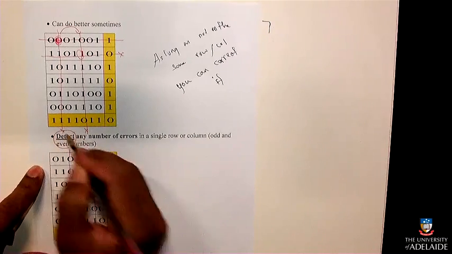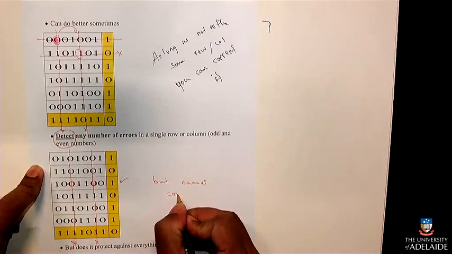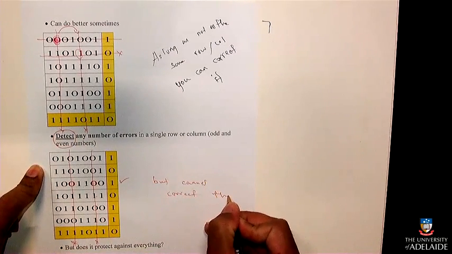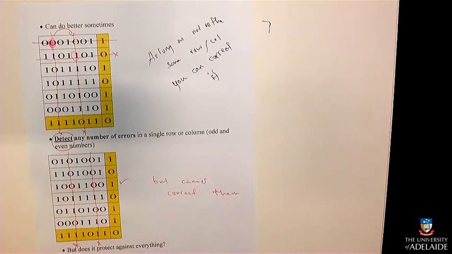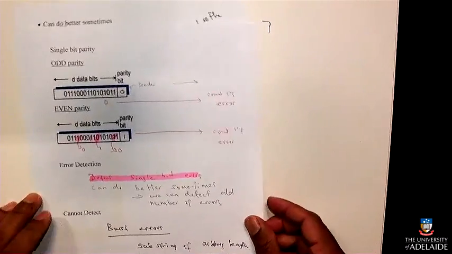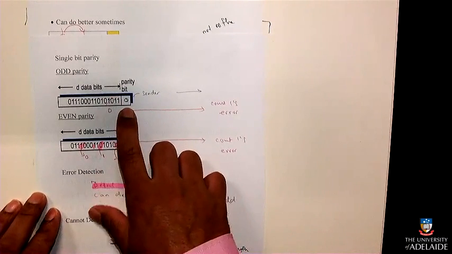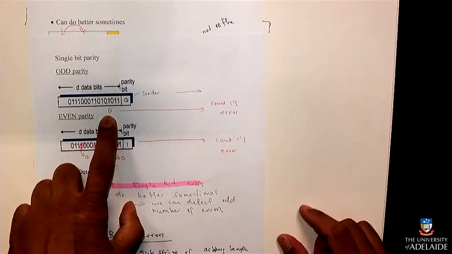Keyword is detect, but you cannot correct them, right? So any number of errors in a single row or column you can detect. Compare that to our single bit parity. It's better than using single bit parity, because with single bit parity you had to have an odd number of flips, sorry, even number of errors.